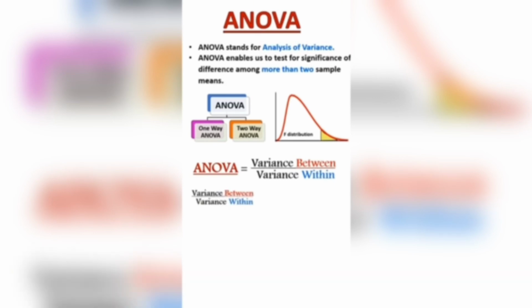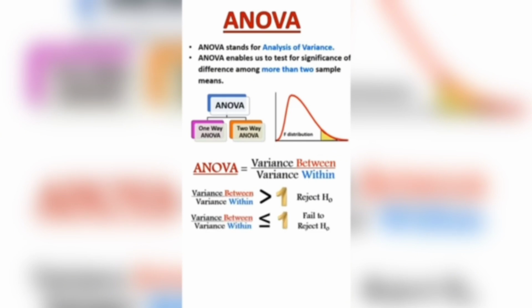We then looked at the ANOVA formula: F equals variance between divided by variance within. If the variance between groups is significantly larger than the variance within groups, F value greater than 1, we reject the null hypothesis. If the variance between groups is not significantly different from the variance within groups, F value less than or equal to 1, we fail to reject H0, meaning there is no significant difference.